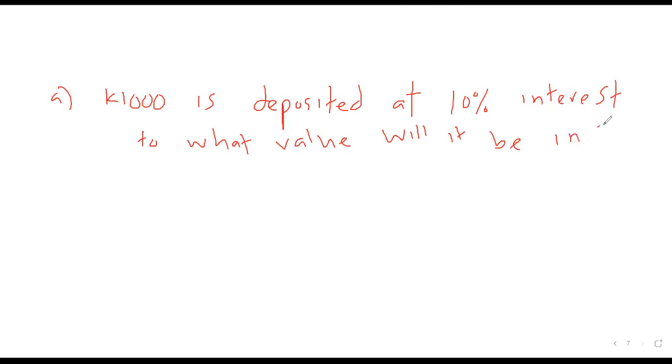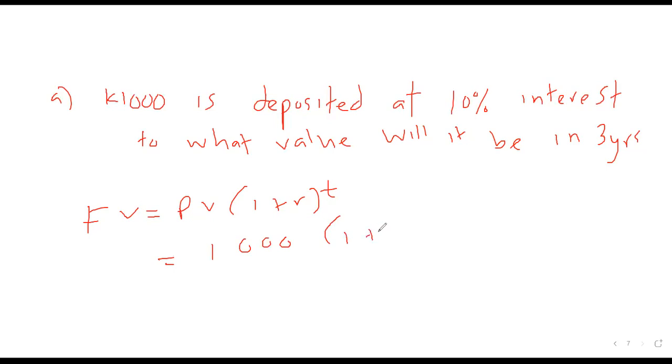So what formula are we going to use? The future value formula. Future value is equal to present value times 1 plus r to the power t. So here our present value is 1,000, 1 plus r, which is 0.10, to the power t, 3 years.